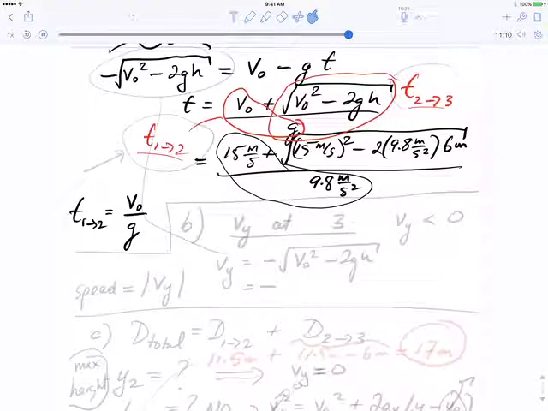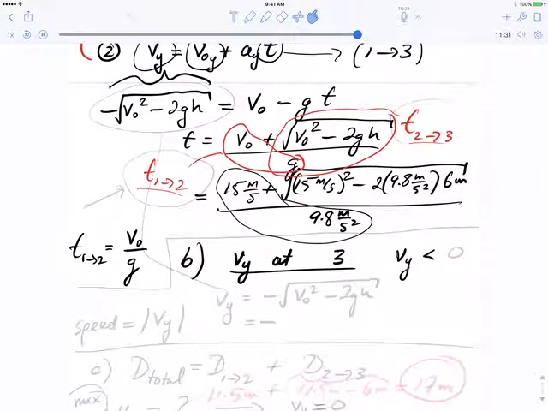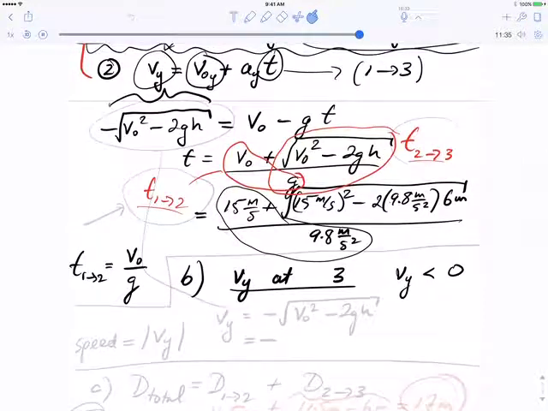Now we're going to work out the speed of the keys when he catches them. This is why we need this time. Remember, this is the time from 1 to 3. So part B is the speed. I don't like this problem. I would say let's work out the velocity at 3, right? That's what we're saying. Because we know Vy is negative, right? And hey, what the heck? We already worked out Vy, right? You can work out Vy as an intermediate step. I should have done that.